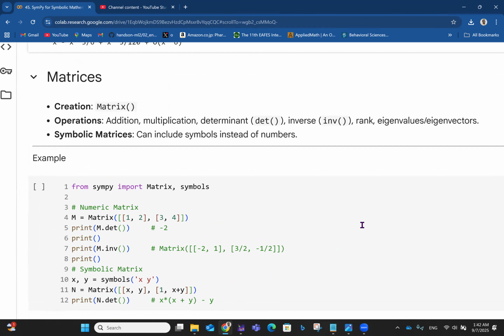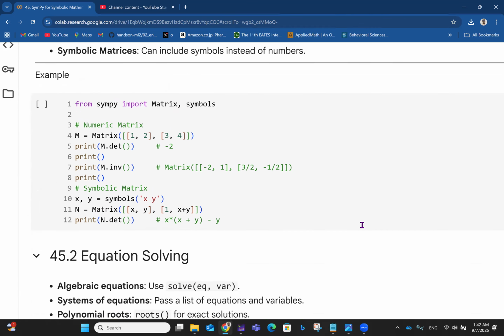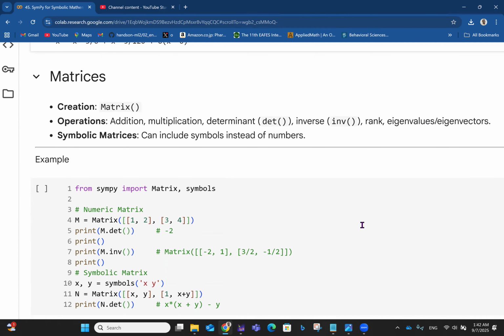Well, we can still talk about SymPy in terms of matrices, right? So you can create a matrix. You have creation with the matrix function, and then operations like addition, multiplication, determinants, inverse, rank, eigenvalues and eigenvectors. You can also have symbolic matrices, which can include symbols instead of numbers.